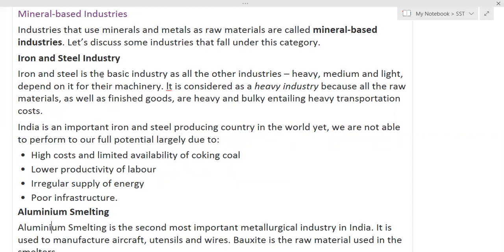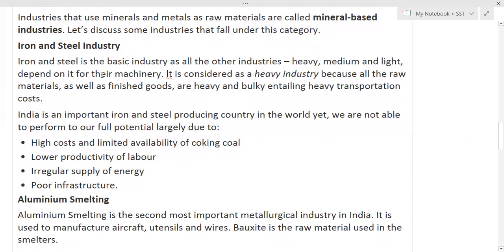Let's discuss some industries that fall under this category. There are a few industries which fall under this category. Many more, but we are going to study just a few. Iron and steel industry. Iron and steel is a basic industry as all the other industries, heavy, medium, light, depend on its machinery. It is considered a heavy industry because all the raw materials as well as finished goods are heavy and bulky, entailing heavy transportation costs.